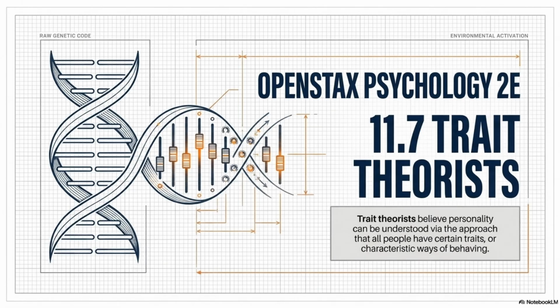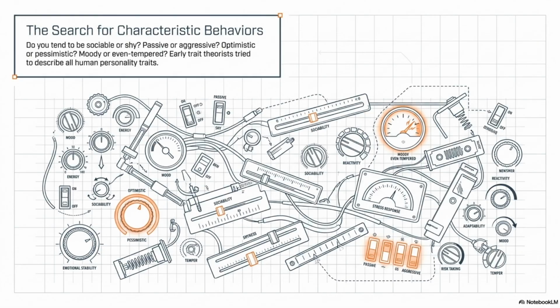And to tackle it today, we are pulling from section 11.7 of chapter 11 from Psychology 2E. The core premise for trait theorists here is that we all have foundational traits, characteristic ways of behaving that basically make up our unique signature. Okay, let's unpack this. Because since I am playing the curious student today and you are the lecturer, I really want to know where you even start building that system.